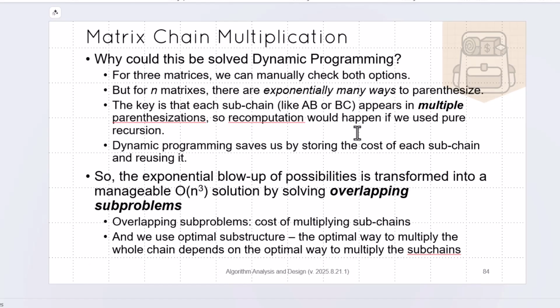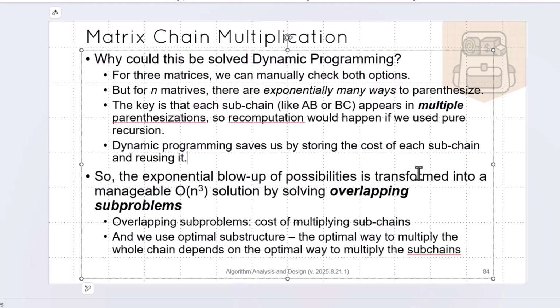Why could this be solved using dynamic programming? For 3 matrices, we could manually check both options, but for n matrices, there are exponentially many ways to parenthesize. The key is that each subchain, like AB or BC, appears in multiple parenthesizations, so recomputation would happen if we use pure recursion. Dynamic programming saves us by storing the cost of each subchain and reusing it.